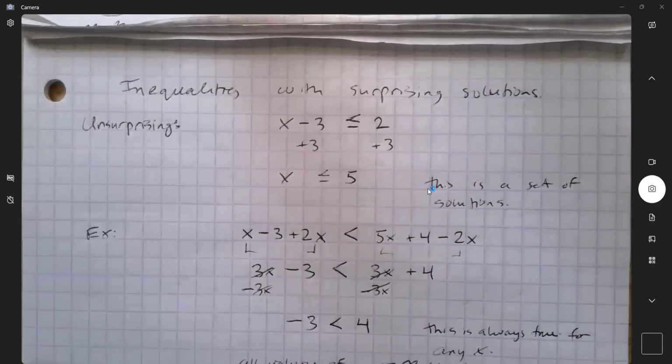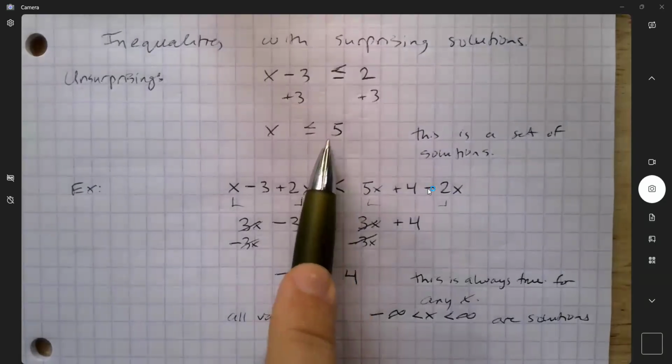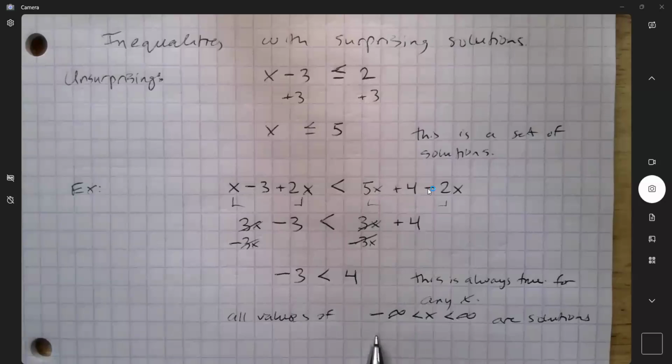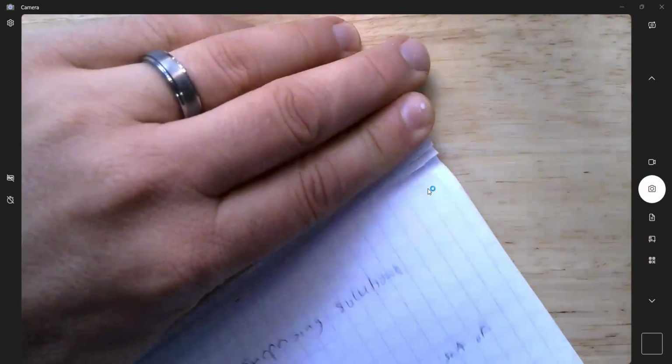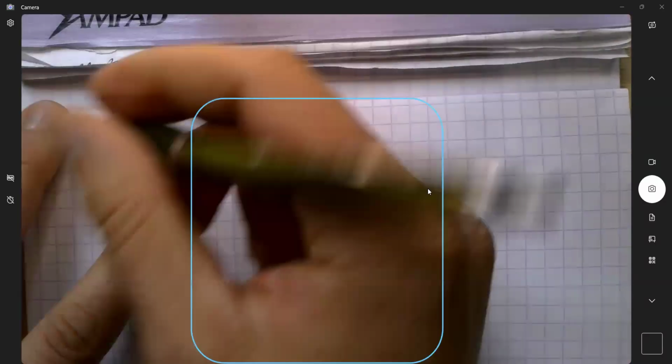And that's surprising. We don't expect that when we solve an inequality. We expect to have some kind of endpoint on our solution set. We don't expect it to be every single x value that we could ever think about. And another surprising solution you may be able to guess is when you end up without any x's that make it true, also in an inequality.